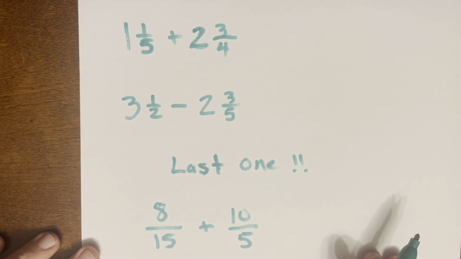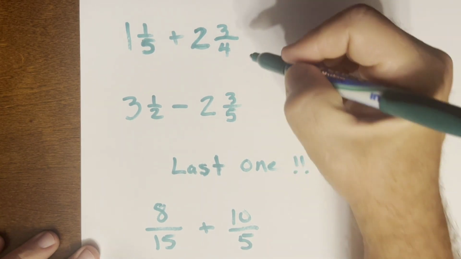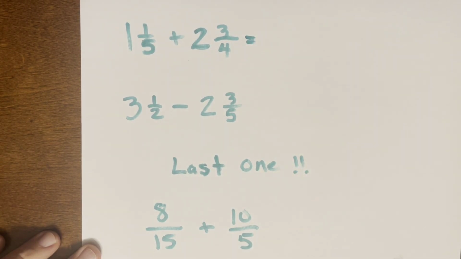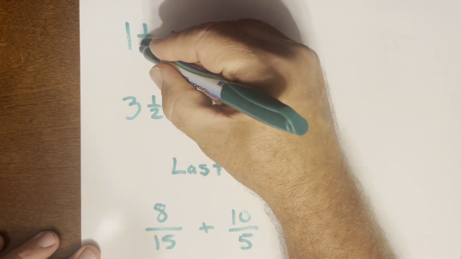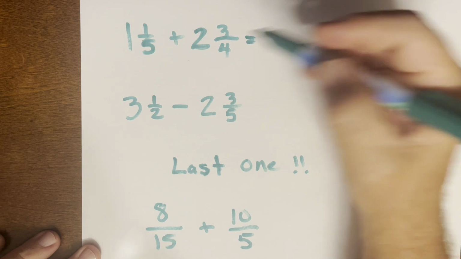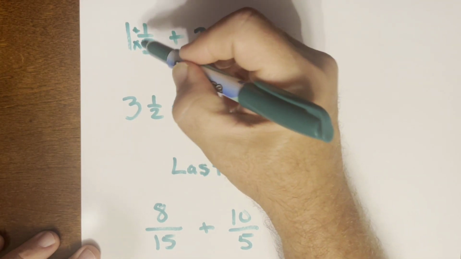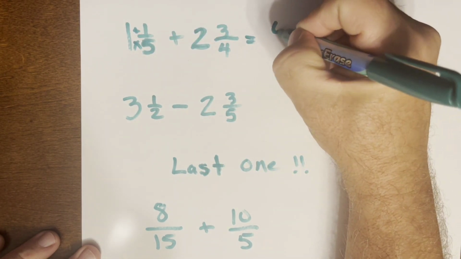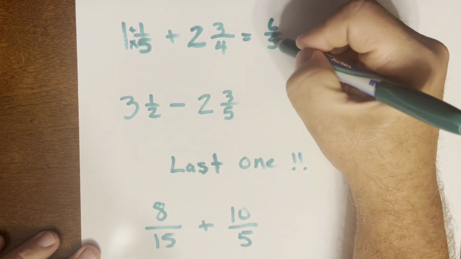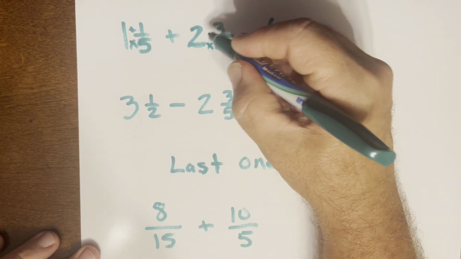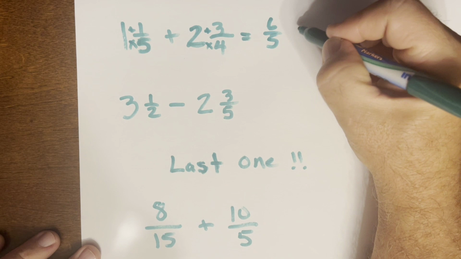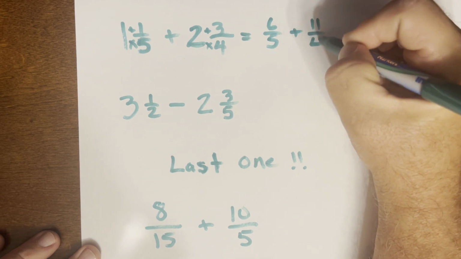Now, if you notice, I have mixed numbers. Before we do anything, we're going to change them to improper fractions, okay? So 5 times, remember what I did on that first video, 5 times 1 plus 1. So 5 times 1 is 5 plus 1, 6 over 5. Same way here. 2 times 4 is 8 plus 3 is 11. So that's going to be 11 over 4.